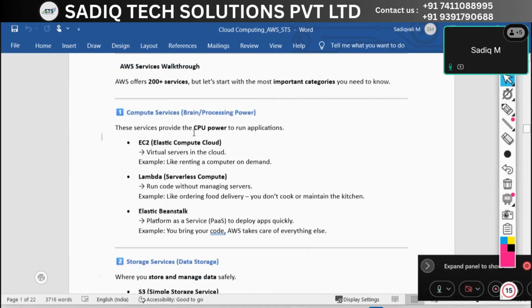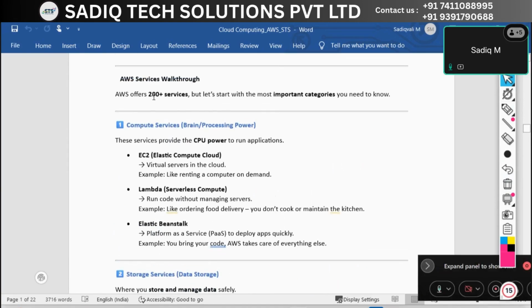See here, AWS services. AWS offers nearly 200 plus services. Compute services, right? Like renting a computer on demand. This is compute, EC2. Most of the Java based applications, Python based applications, if you want to host somewhere so that the users can access, they have to choose EC2 compute cloud.